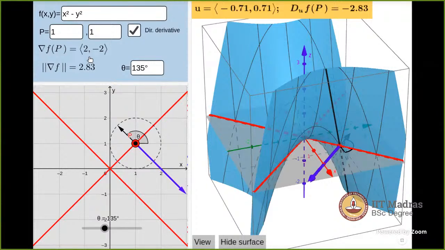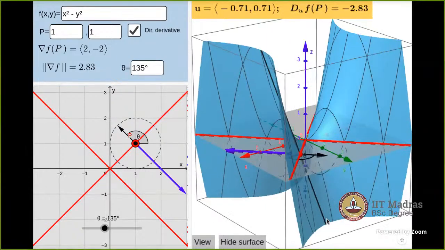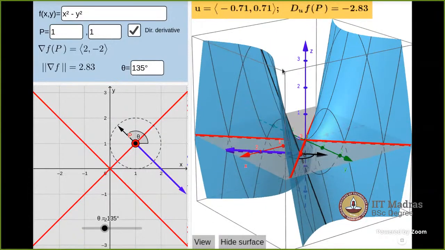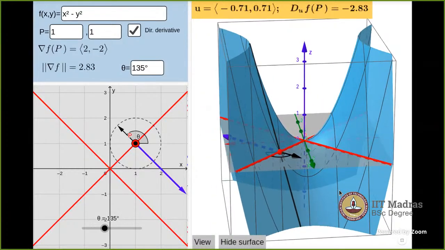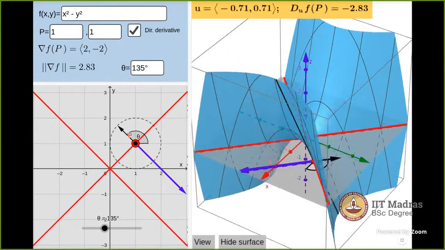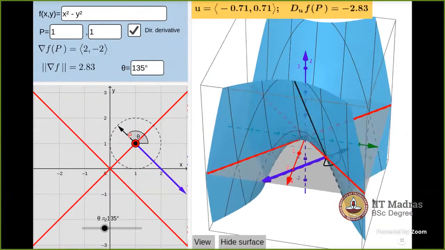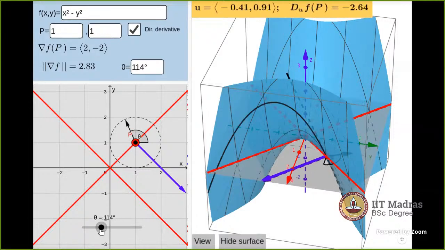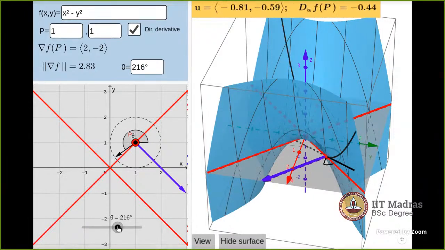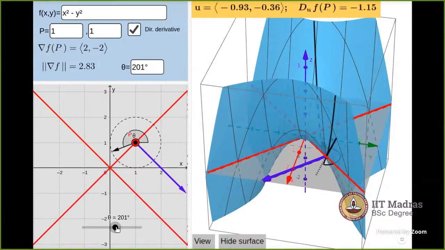Okay, so the value should be exactly -2.83. I mean, 2.83 is the maximum and -2.83 is the minimum. So is it clear? You can see this is the direction. This is the directional derivative, the straight line we are talking about, the slope which we are calculating. So this is how it looks. If we change this direction, we will get different values, which lie between -2.83 and +2.83.